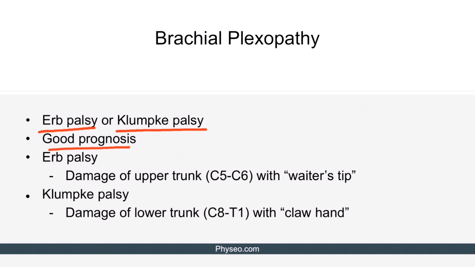Erb palsy is caused by lateral traction on the fetal neck during delivery. It's associated with damage of the upper trunk, that is the C5 to C6 nerve roots, which causes the characteristic waiter's tip deformity of the hand. Klumpke palsy, on the other hand, is caused by upward force on the fetal arm during delivery, and this is associated with damage of the lower trunk, so C8 to T1, and this causes the characteristic claw hand deformity. These two conditions are discussed in great detail in our lecture called Common Peripheral Nerve Injuries.